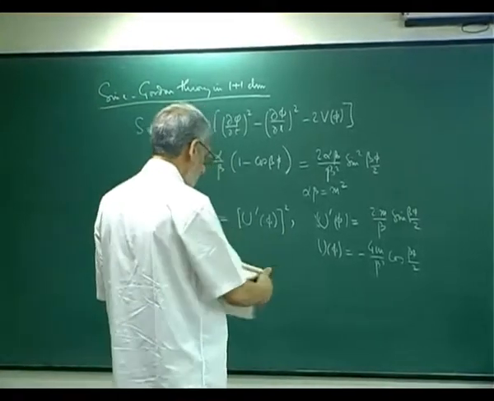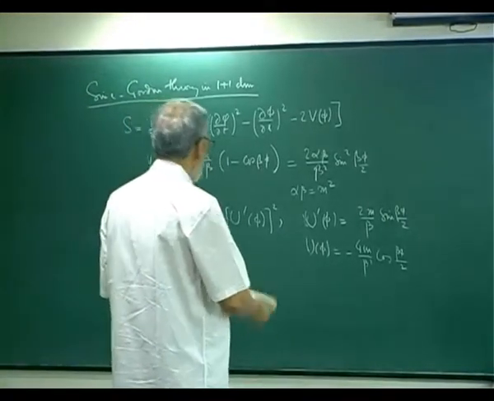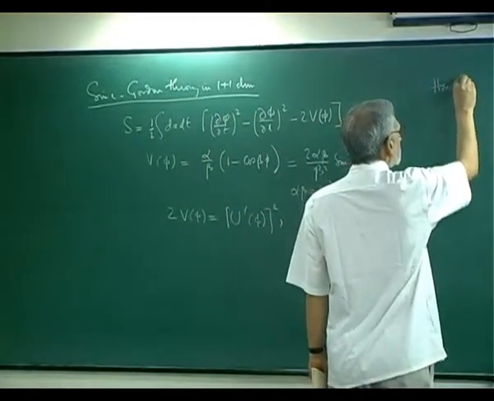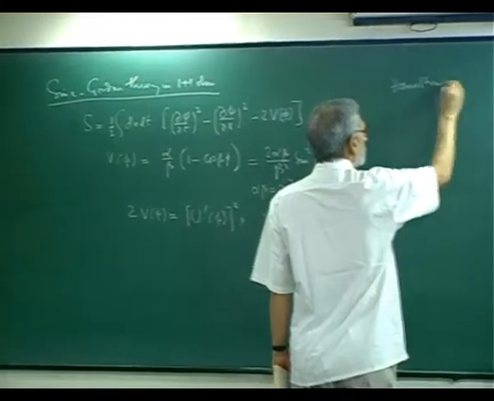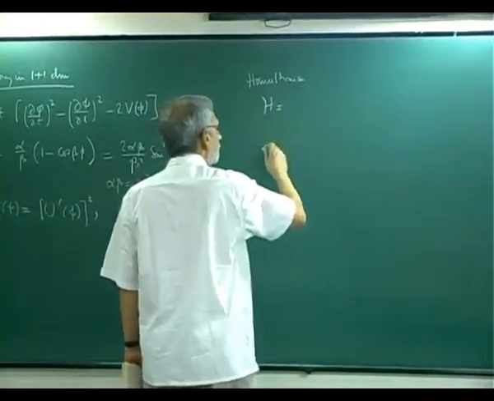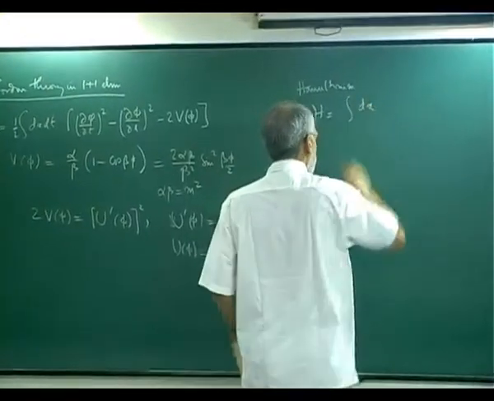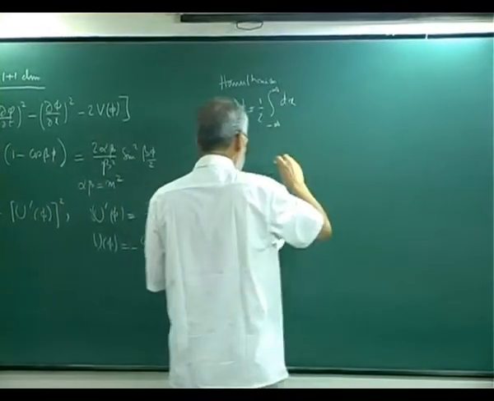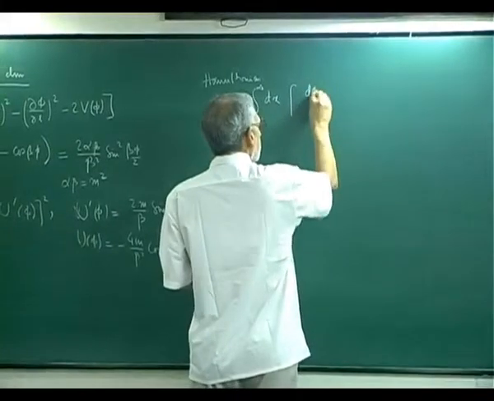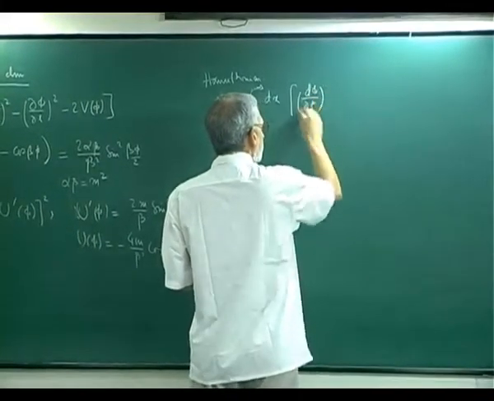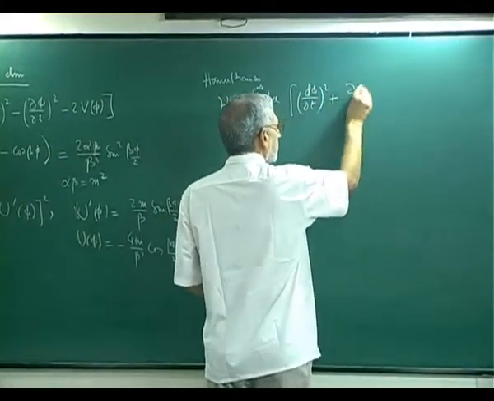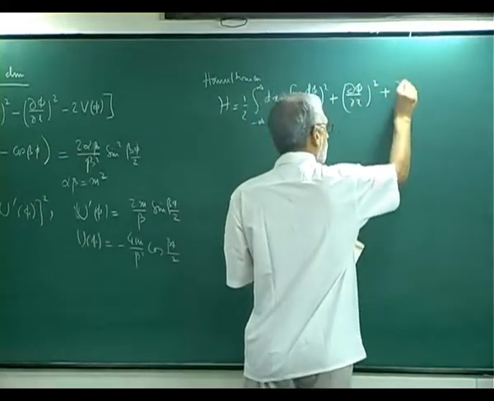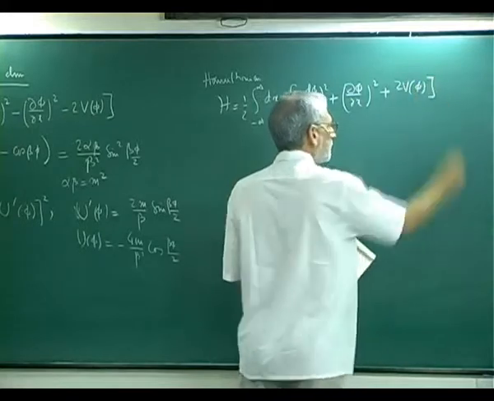And then we wrote the corresponding Hamiltonian for this theory. H is the integral dx, half, from minus infinity to plus infinity of the kinetic energy term plus potential energy plus 2V of phi.